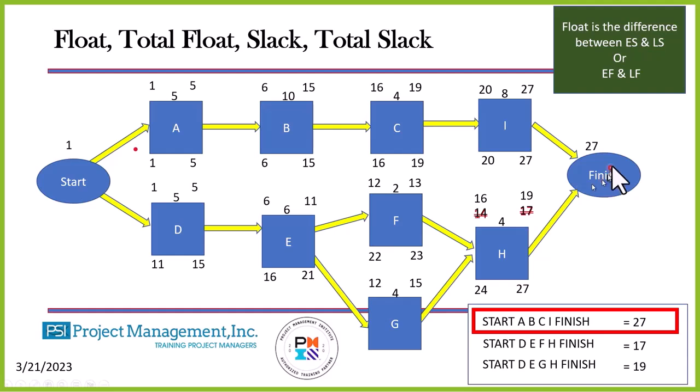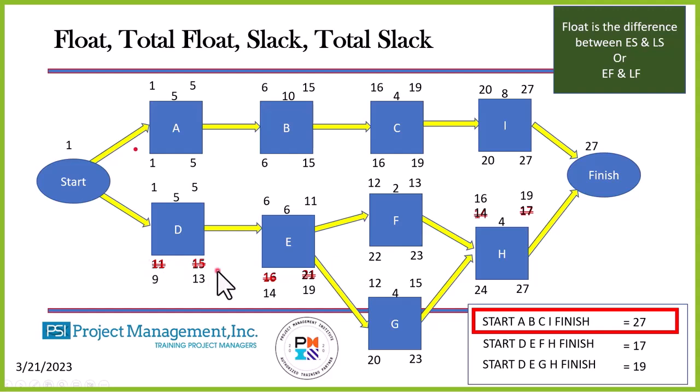Is 19 greater than 27? No. My late finish of H will still be the same. My late start of H will still be the same. The late finish of G will be day 23. Subtract the duration, add 1. The late start of G will be day 20. Does that change E? Yes. We'll have day 19 here. That will change 16 then to 14. That will change 15 then to 13 and 11 then to 9.